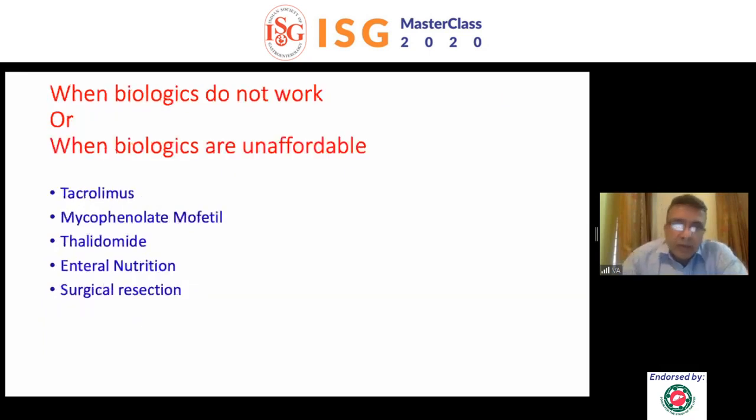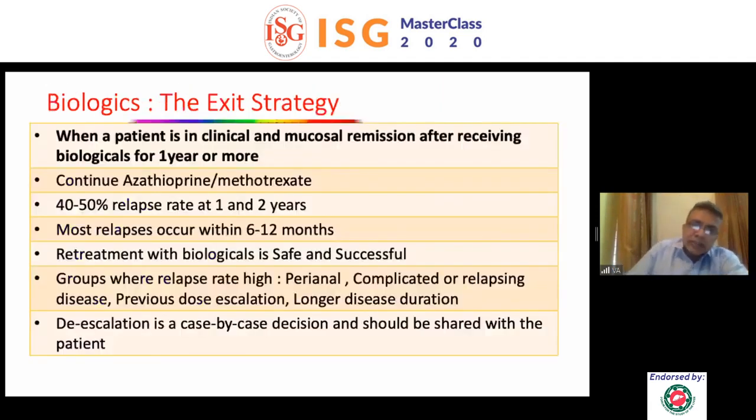So when biologics do not work or they are not affordable, you have alternative agents which are available. This is particularly true for resource-starved countries, like tacrolimus, MMF, thalidomide, or you may give exclusive enteral nutrition, or you may go for surgical resection. Finally, the question is, can you stop biologics? Yes, you can stop biologics after 1 to 2 years if you find that the patient is in clinical and mucosal remission. However, continue azathioprine and methotrexate.